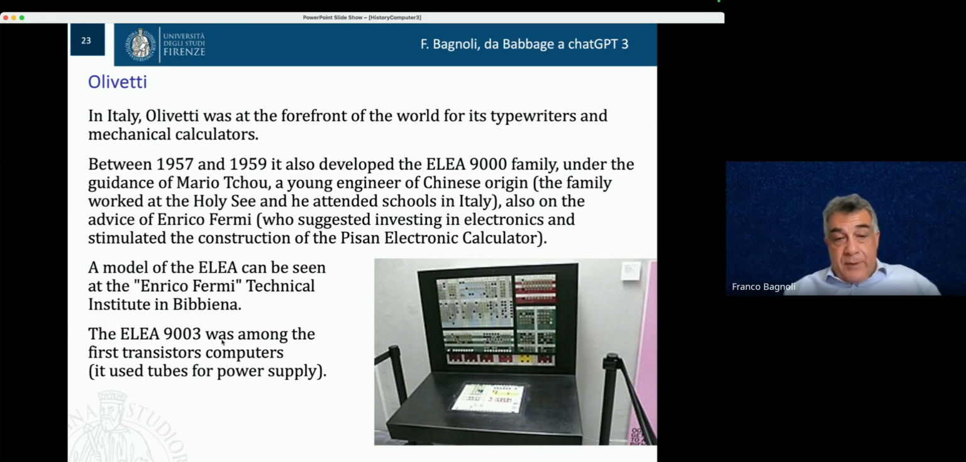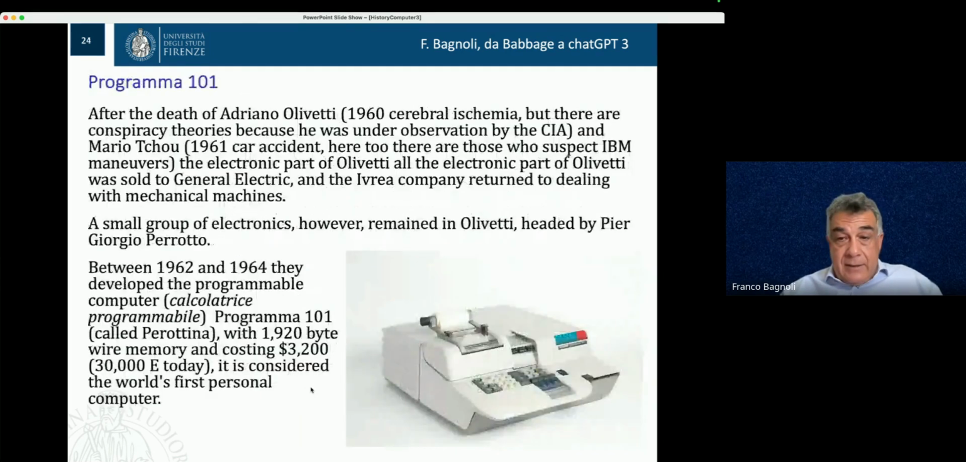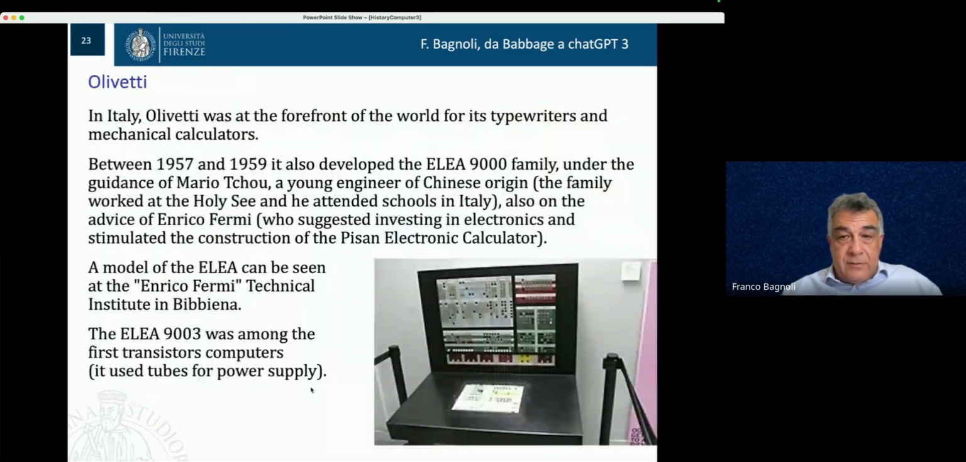So, for instance, it was a transistor computer, but used a lot of tubes for the power supply. I have no image, but there are a lot of these racks that essentially furnish the voltage for all the transistors, and they use a lot of tubes for this.